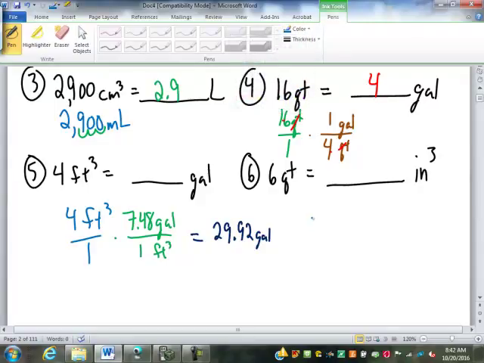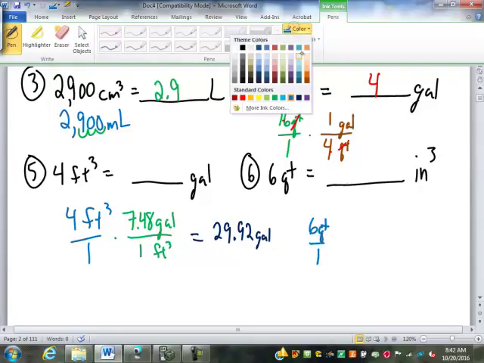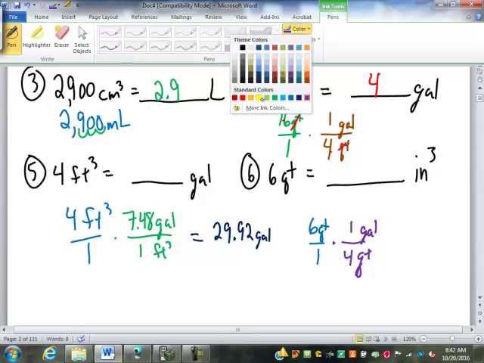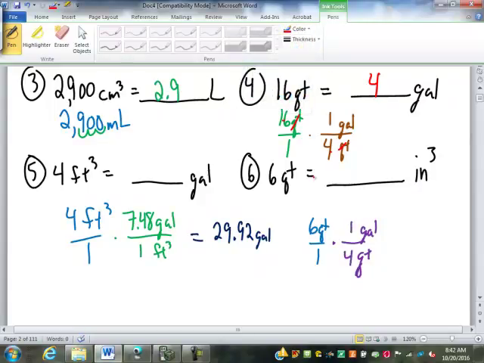And finally, 6 quarts into cubic inches. Well, first we have to go from quarts into gallons. 1 gallon is 4 quarts. I'm going to go ahead and complete this conversion first. Quarts, 6 over 4 is 1.5 gallons.